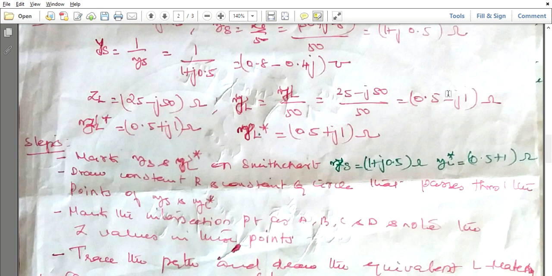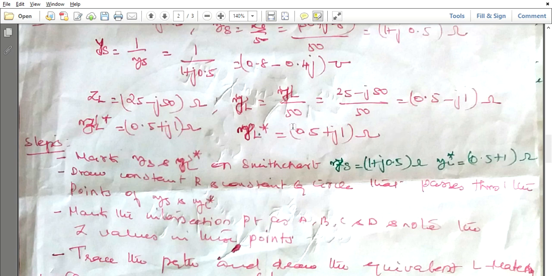How to calculate? ZL you can calculate from the given value divided by 50, which gives the ZL. Whatever ZL we have, in that you have to change the polarity of the complex part, right? So here it is 0.5 minus J1. So ZL star is equal to 0.5, and this minus should be converted into plus, so 0.5 plus J1, right? So this completes the first step.